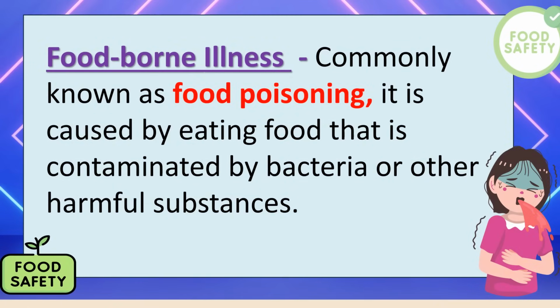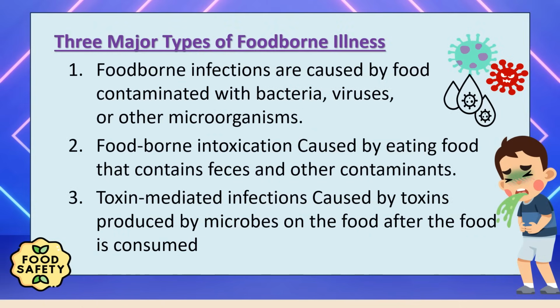Foodborne illness, commonly known as food poisoning, is caused by eating food that is contaminated by bacteria or other harmful substances. The three major types of foodborne illness: First is the foodborne infections, caused by food contaminated with bacteria, viruses, or other microorganisms. Next is the foodborne intoxication. It is caused by eating food that contains feces and other contaminants. And the toxin-mediated infections, caused by toxins produced by microbes on the food after the food is consumed.